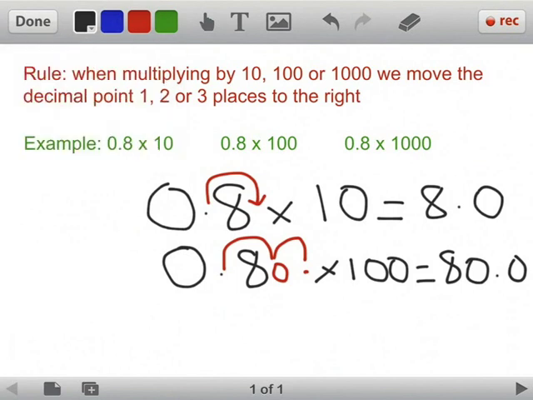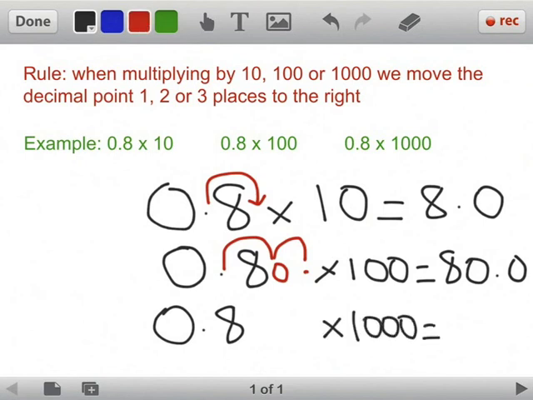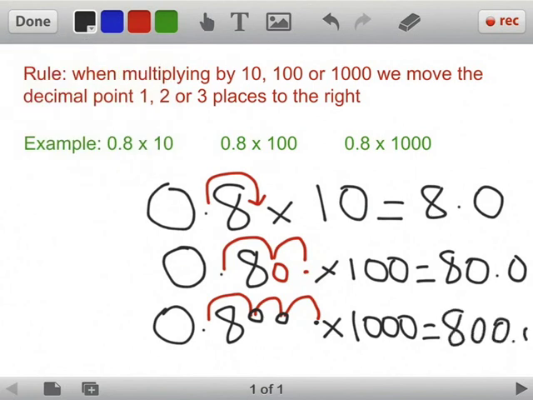Finally, the last one, 0.8 times 1,000. We need to move the decimal place, it's 1,000, so we need to move the decimal place 1, 2, 3. And there are 2 zeros in there. So our answer for this question would be 800.0. And that's it. Very simple when we're multiplying by 10, 100, and 1,000. And that's it, guys. That's multiplying decimals by a whole number.